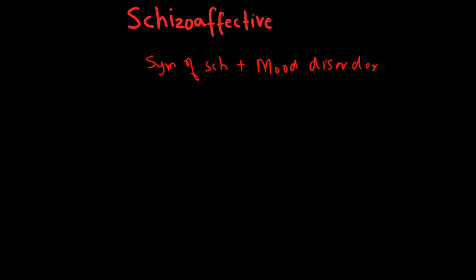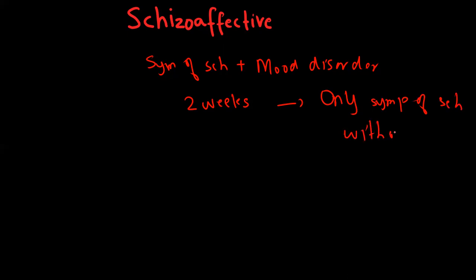But do remember, in order to make the diagnosis of schizoaffective disorder, there has to be a time period of 2 weeks in the lifetime of the patient where the patient has only symptoms of schizophrenia without mood disorder. That's the most important thing to make the diagnosis. That 2-week time period in which the patient has only symptoms of schizophrenia without mood disorder.